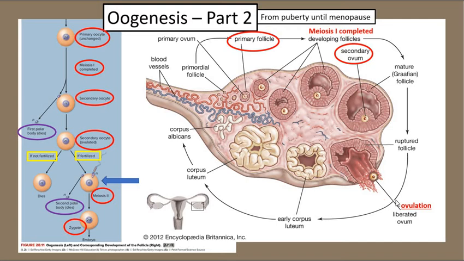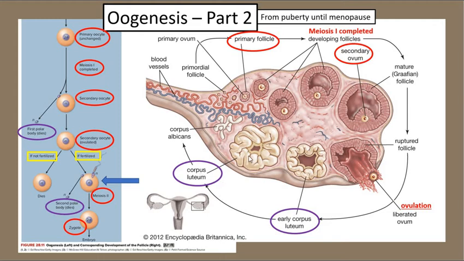Okay, ovum left. Now what you have is called a corpus luteum. And you can see it kind of changes in shape and size as it goes. Corpus luteum just means a yellow body. In other words, a yellow thing. Luteum means yellow. Corpus means body.